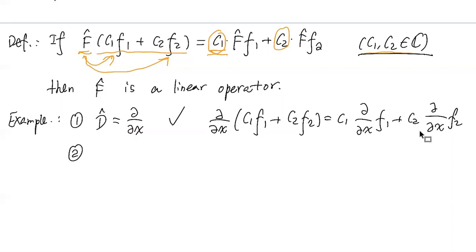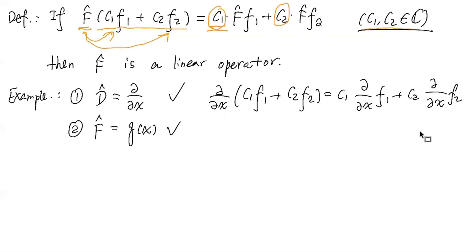Or let's consider this operator as simply a function, g of x. This is a simple function or a simple constant, a simple number. Are they linear operators? Yes, they are linear operators, right? So actually a function or even a number, a constant, can also be considered as a special case of a linear operator. Let's consider the gradient operator.